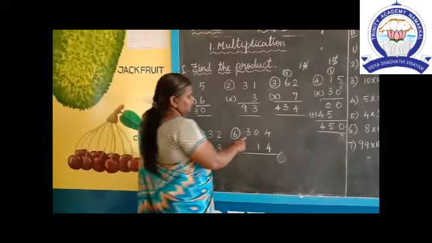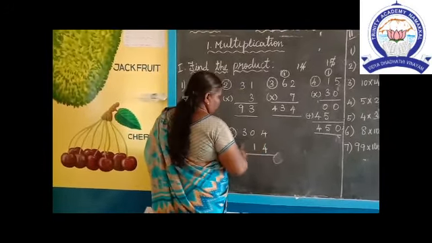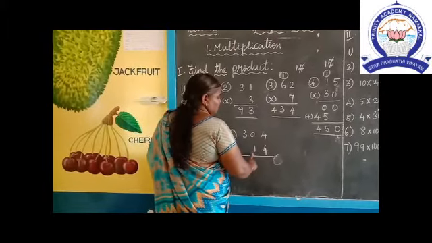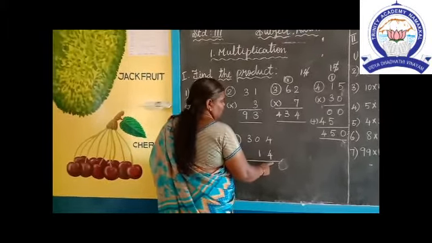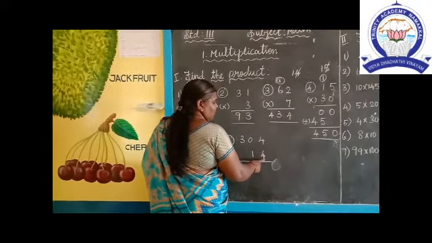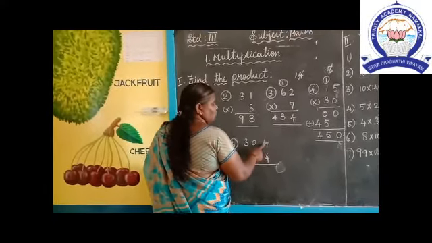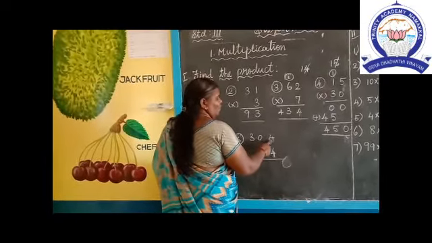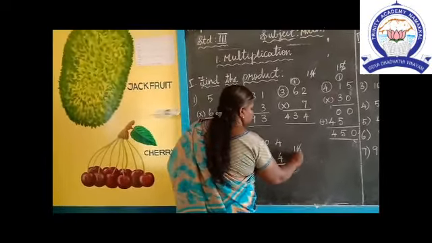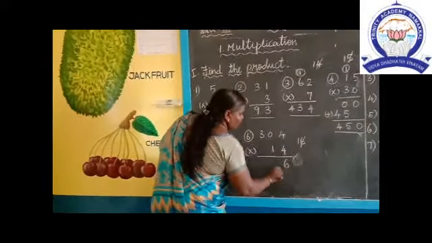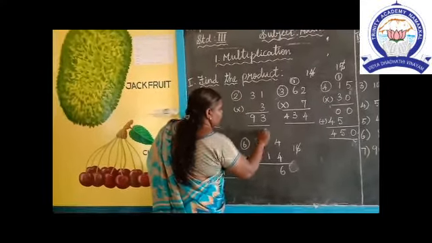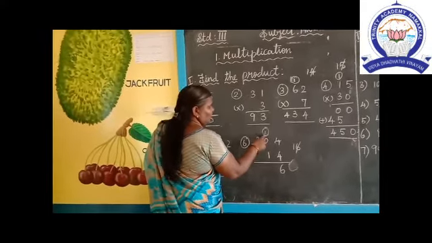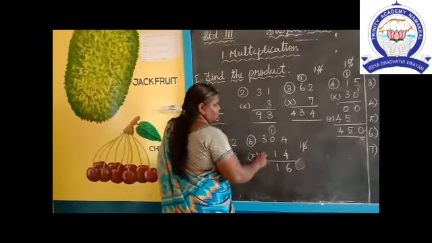Next, 304 multiplied by 14. This is a 3 digit number. The second number is a 2 digit number. You take the 1's digit. 4 1 is 4, 4 2s are 8, 4 3s are 12, 4 4s are 16. 6 only you write in the ones place. 1 is carried over in the tens place. 4 0 is 0. 0 plus 1 is 1.